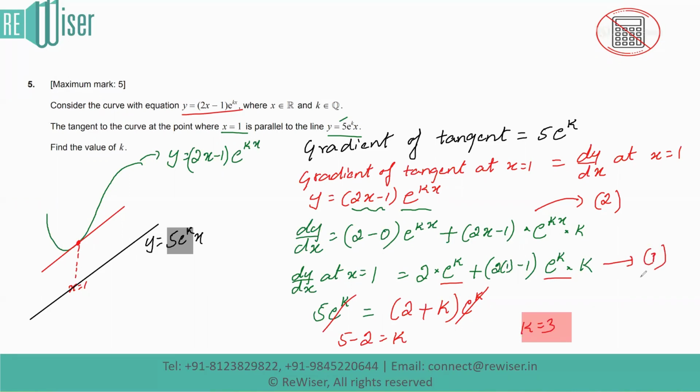And the fourth mark is for finding the gradient and equating them. So that's basically finding the gradient of the tangent, or equating them. Even if you have only mentioned that the gradient of the tangent is this, or if you have directly equated it, both would be the same thing. Then the final 1 mark is for showing that the value of k is 3. This is how the 5 marks are distributed for this sum.